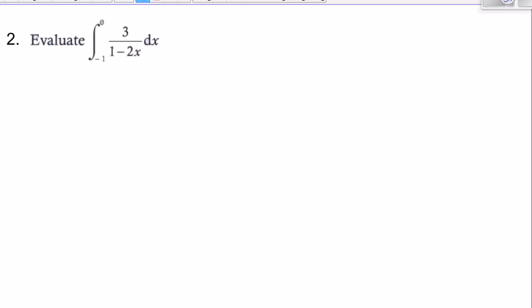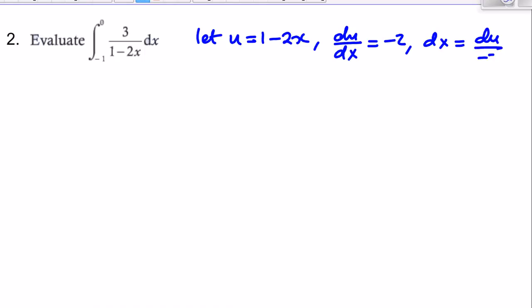Next question. Now here I'm going to explain a few things. But first of all, as you know, this is one of those questions that you have to integrate using substitution. So let u be equal to 1 minus 2x, which means that du over dx will be equal to negative 2. So dx will be du over negative 2.